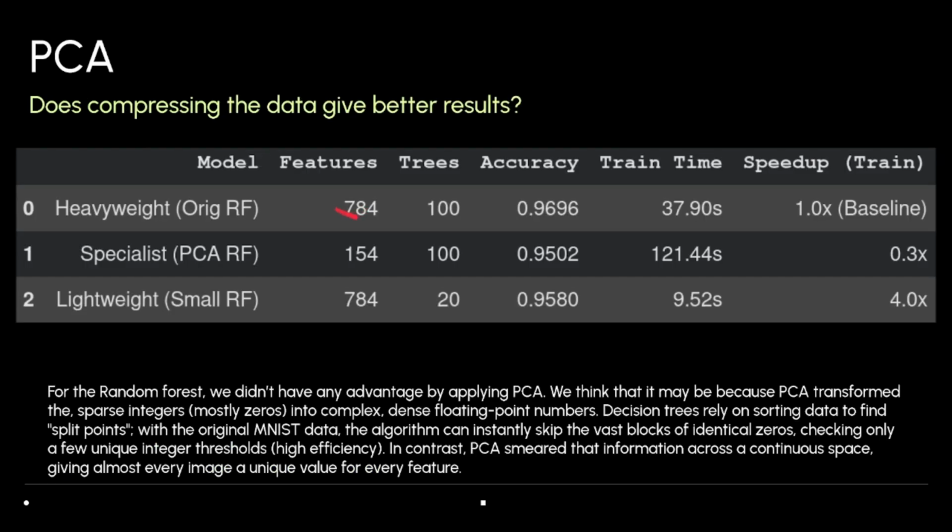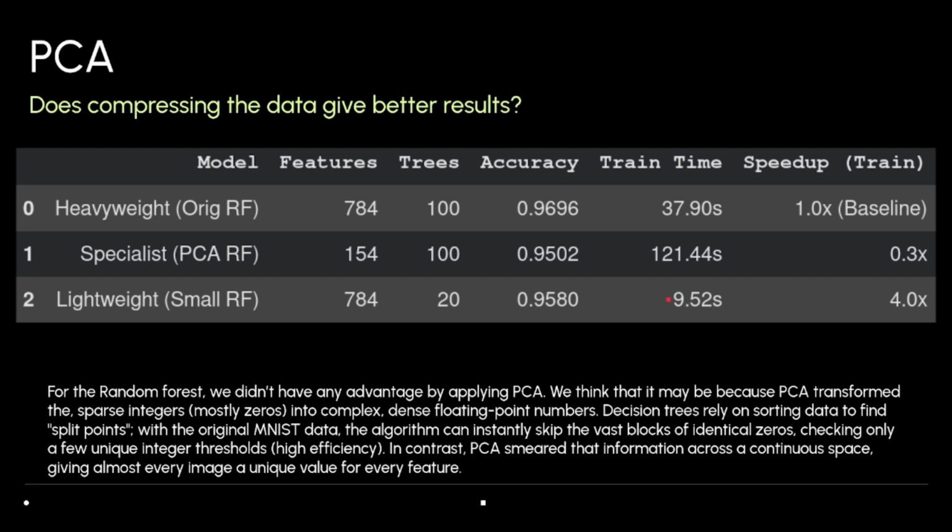The results were unexpected. The PCA model dropped accuracy to 95.02%, compared to the original's 96.96%. Surprisingly, PCA was slower to train, with 121 seconds, compared to the original model with 38 seconds. The lightweight model was the real efficiency king, training in just 9.5 seconds with 95.8% accuracy.